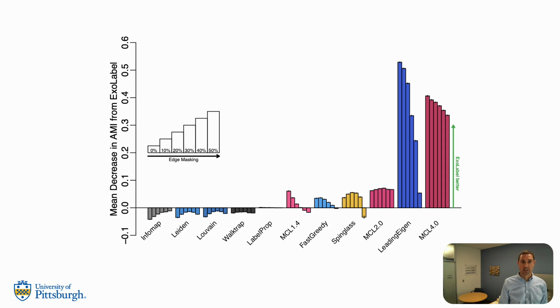But the algorithms that beat it oftentimes get slightly worse and closer to ExoLabel as you mask more of the edges. And so this shows that there's slightly varying performance as you mask different numbers of edges, but for the most part, many of the algorithms behave similarly.